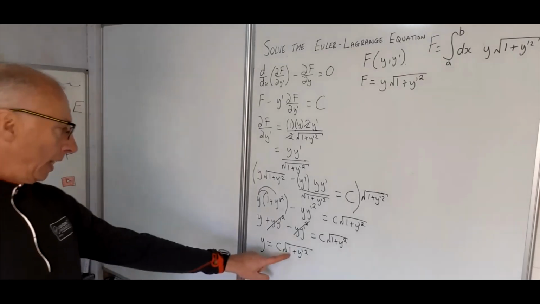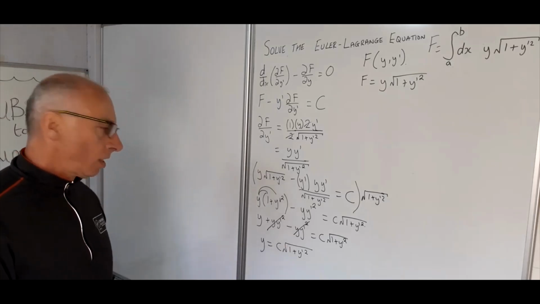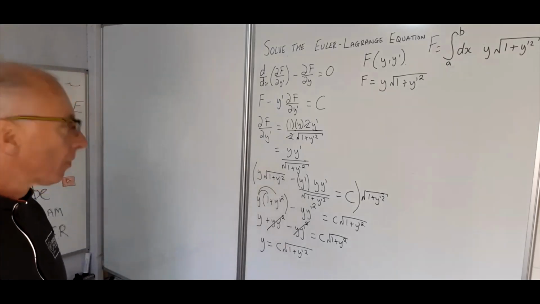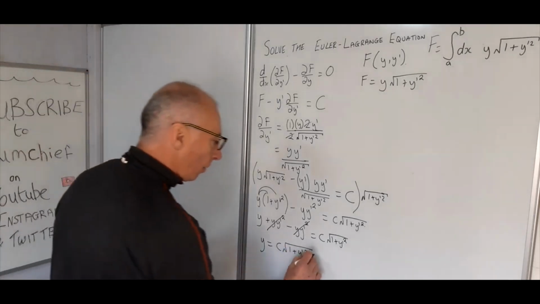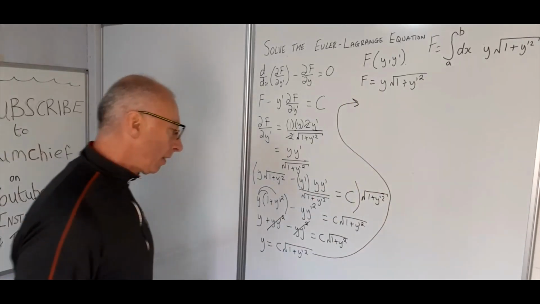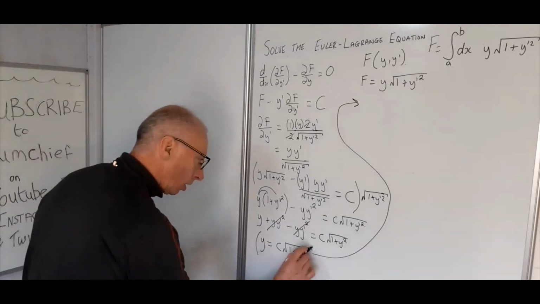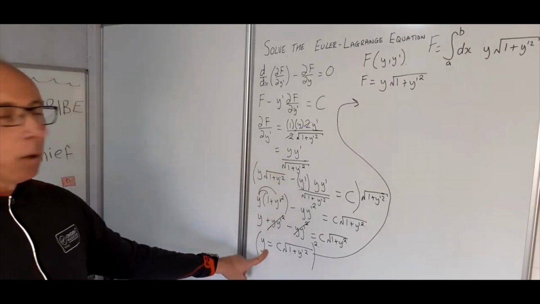Now I want to try and get this y prime out of this radical term. So why not, let's just square everything. Let's bring everything up here and start again. Squaring this, let's put brackets around there and just square it so we can see what we're doing. So now we've got y squared.